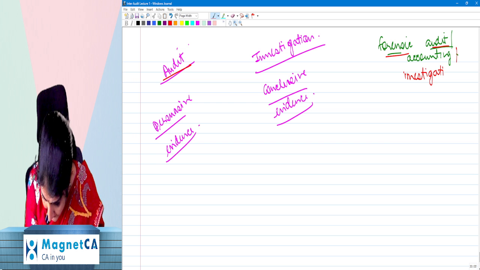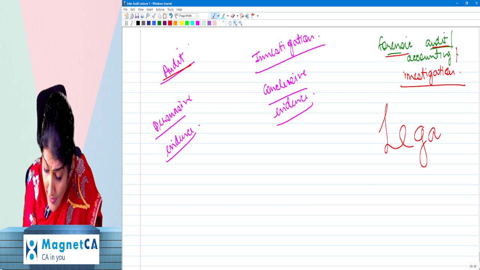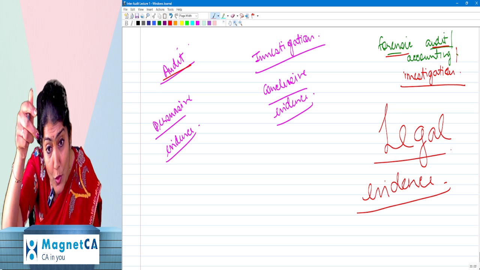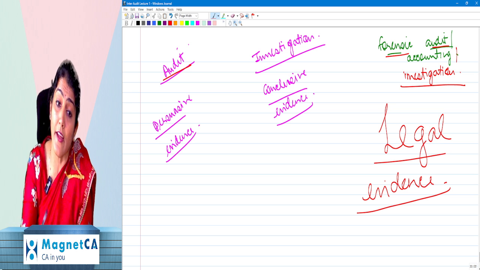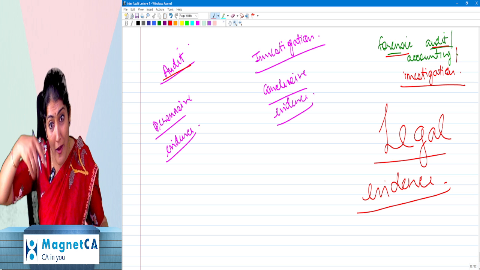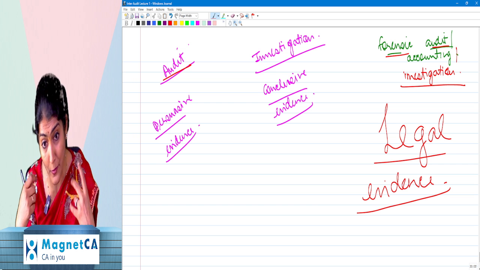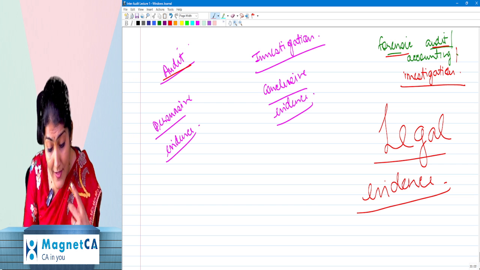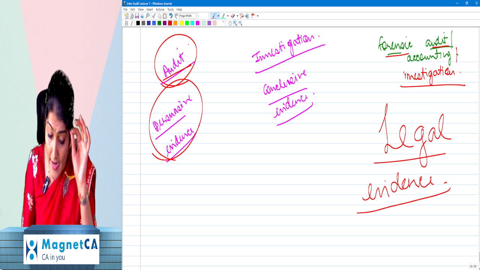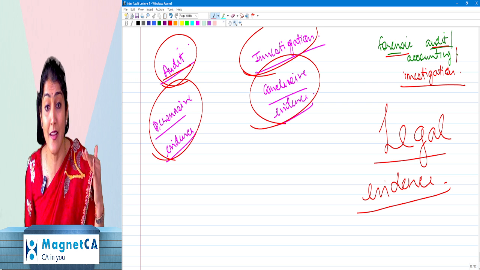When you do that, the evidence which you get over here is called the legal evidence. Why? Because with this evidence, you can go to the court of law and use it as evidence for the legal proceedings. And in the court, you have to prove, submit the evidences over there, the proof over there. So the evidence which you get from audit cannot be used as evidence in the court of law. The evidence which you get in an investigation also cannot be used in the court of law as a legal evidence.